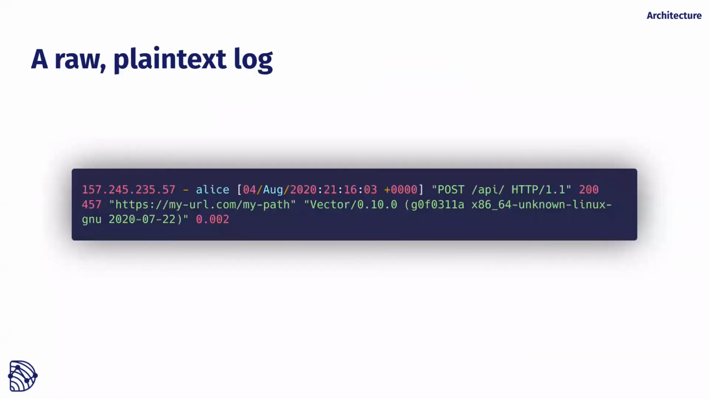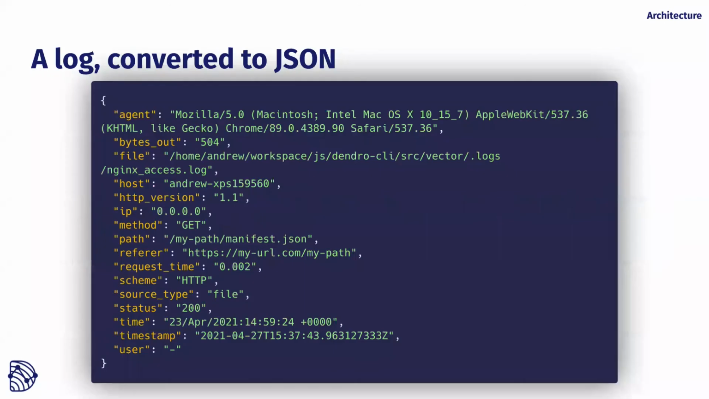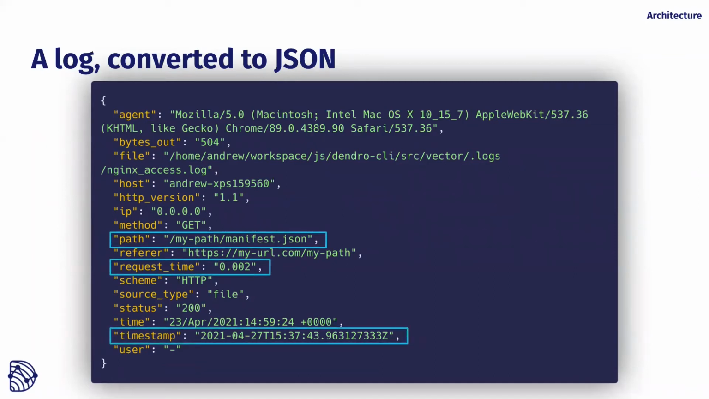Now, raw logs are text-based, unqueryable, and generally hard to work with. With Vector, we can take this raw plain text Nginx access log and convert it to JSON prior to sending the log off to our pipeline for further processing. Looking at this log, we can see several important pieces of information. First, we can see the path that was requested. Next, we can see the amount of time it took to complete the request. And finally, the time the event occurred.